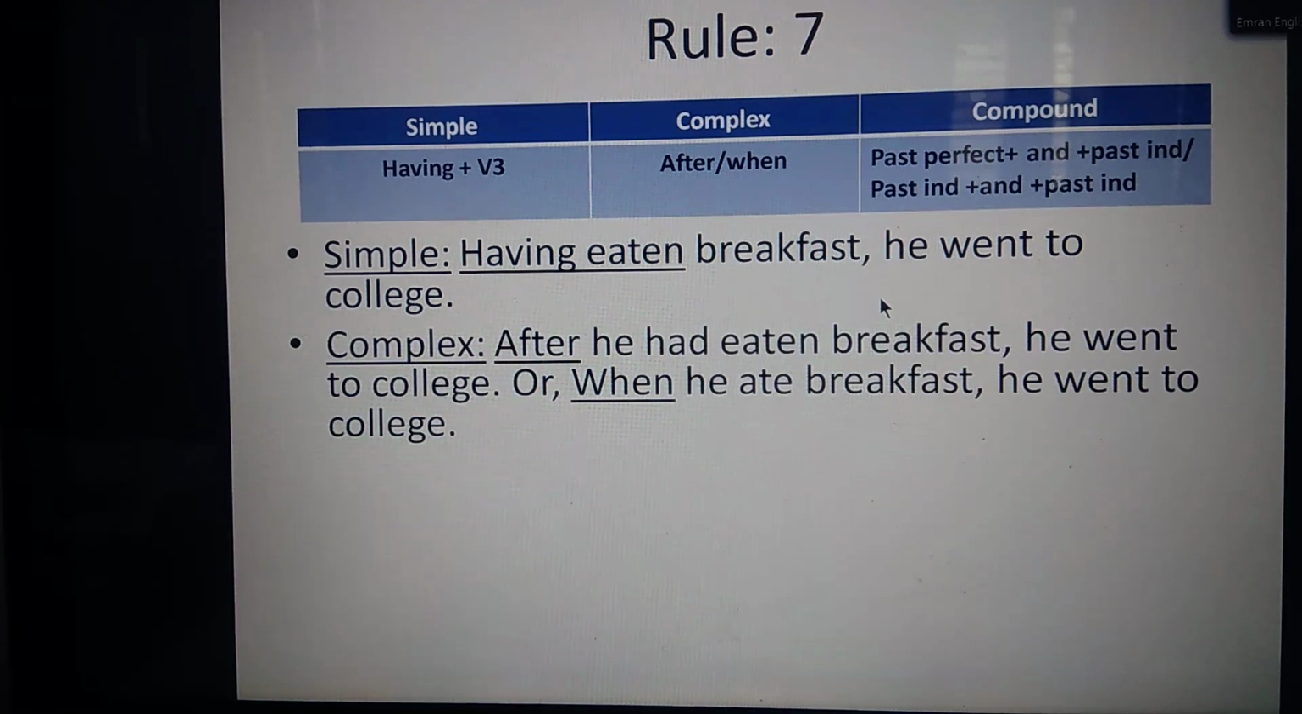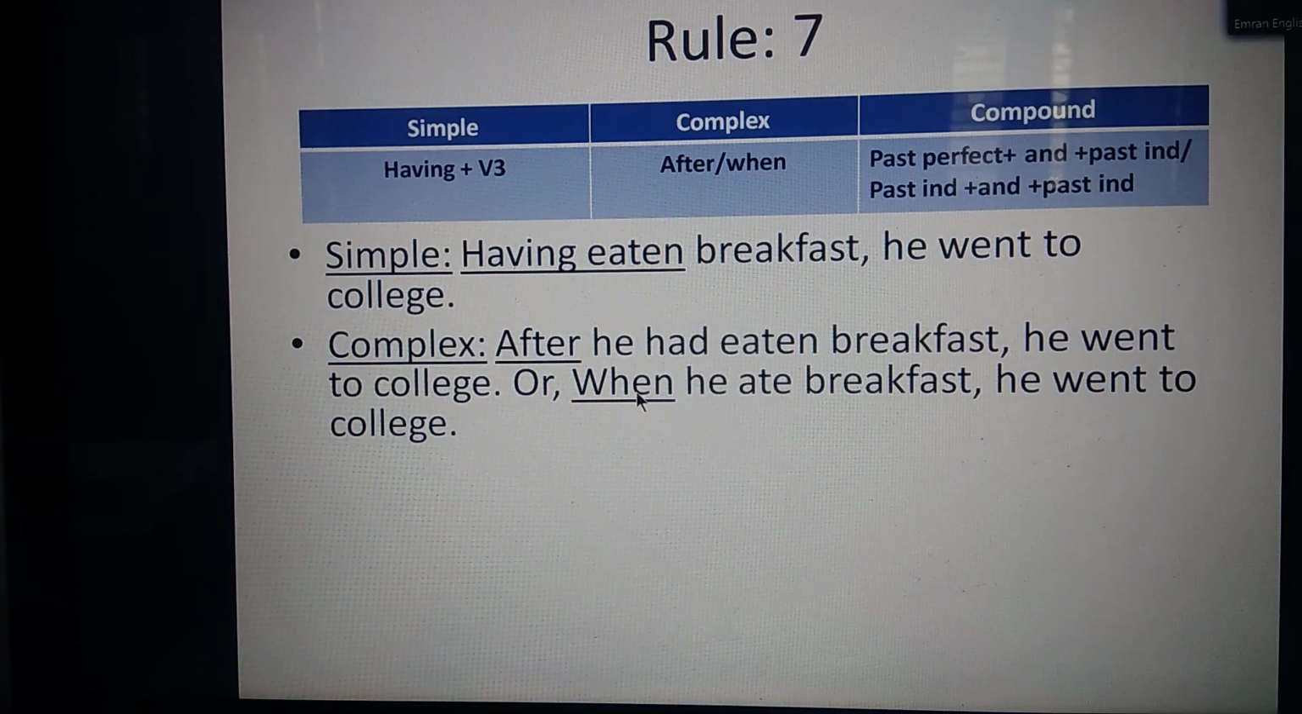There is one point to be mentioned here, that if you wanna use the conjunction when, you need to use the verb in past indefinite tense. You may use past perfect also here, but some people might mind this. So why give people the way to mind? So we use the first one, which is the best one in this case, I think. So the complex one that I prefer here is after he had eaten breakfast, he went to college.